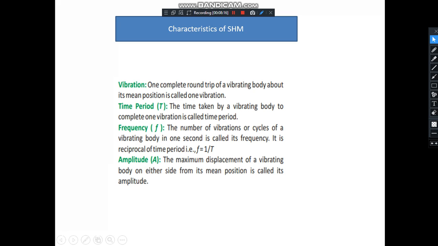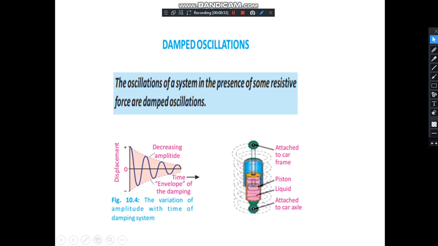There are some characteristics that belong to simple harmonic motion. Vibration: one complete round trip of a vibrating body about its mean position is called one vibration. Time period: the time taken by the vibrating body to complete one vibration is called the time period. The number of vibrations or cycles of a vibrating body in 1 second is called its frequency. It is the reciprocal of the time period. Amplitude: the maximum displacement of a vibrating body on either side of its mean position is called its amplitude.